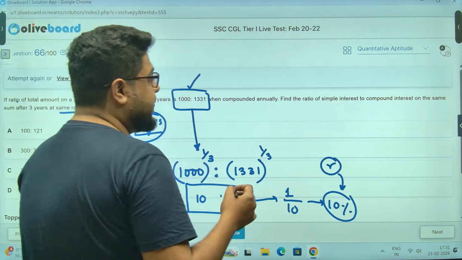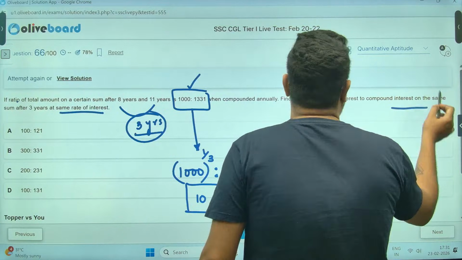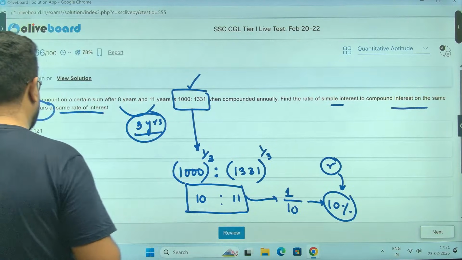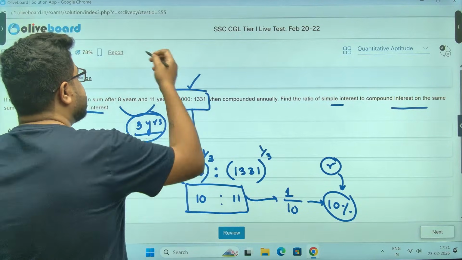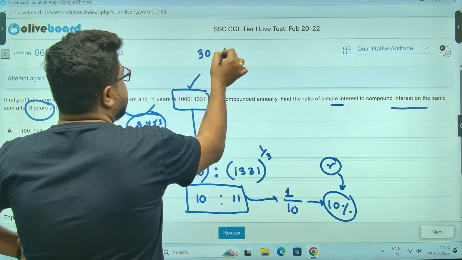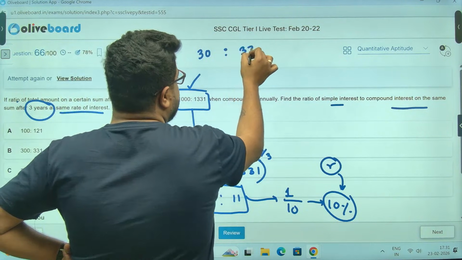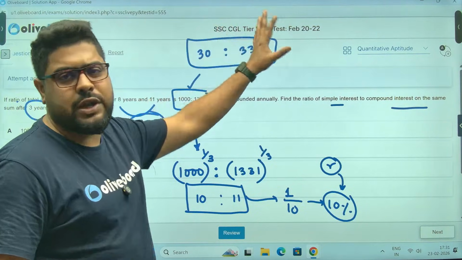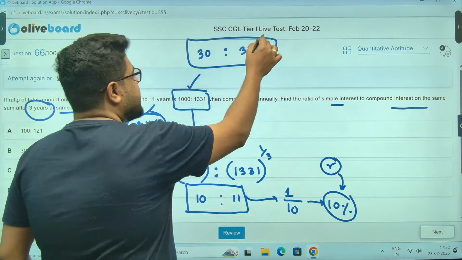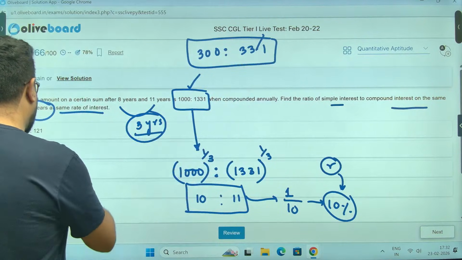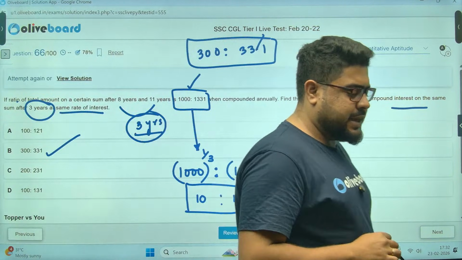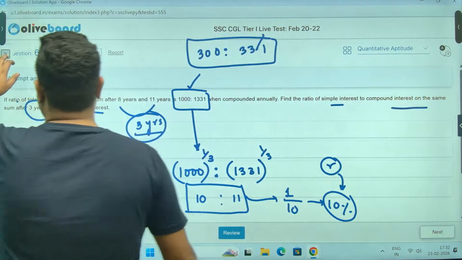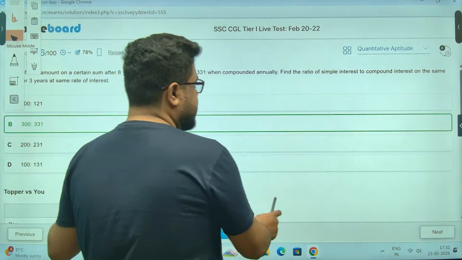They are not asking the rate of interest. They are asking the simple to compound interest ratio, for the same 3 years. So 10% simple interest for 3 years will be like 30. Compound interest will be 33.1, because just use the simple AB theorem. These values you must know. So just get rid of the decimal; it will be 300 is to 331. Option B, sir. 100%, option B is your correct answer. 30 ratio 331, that's your answer.